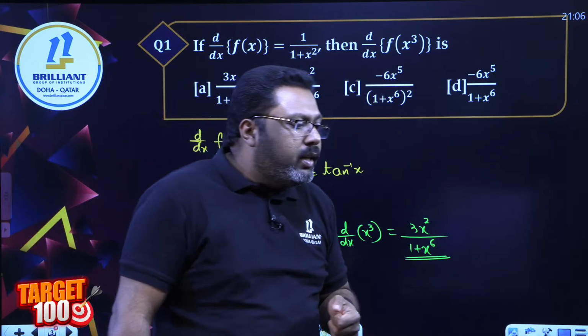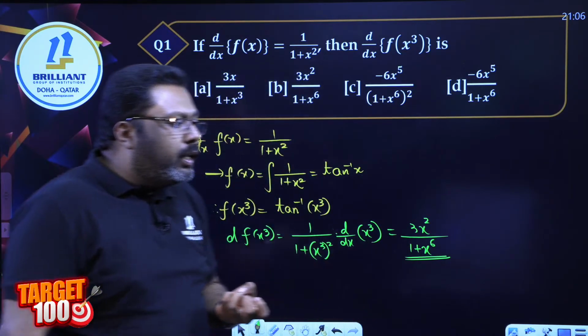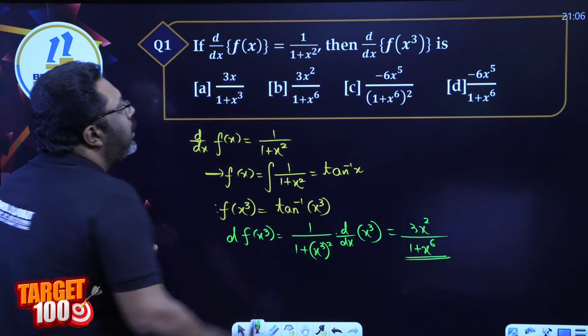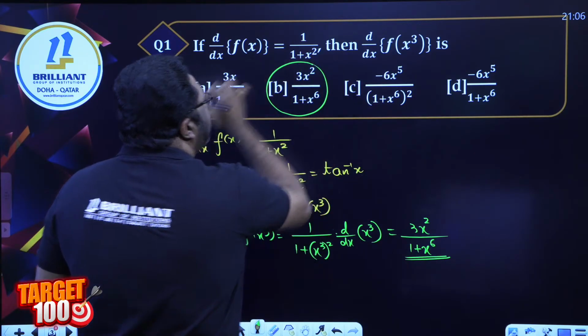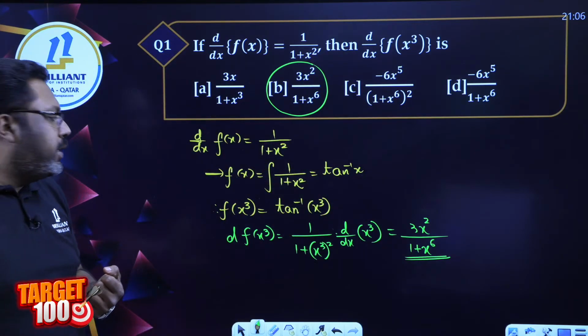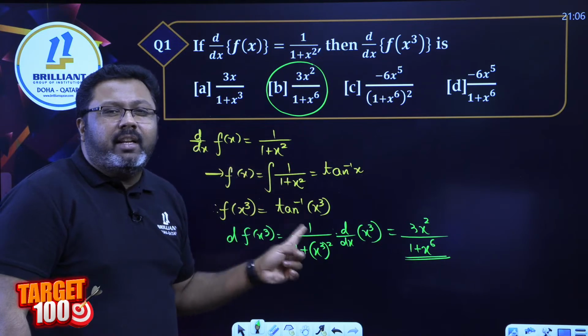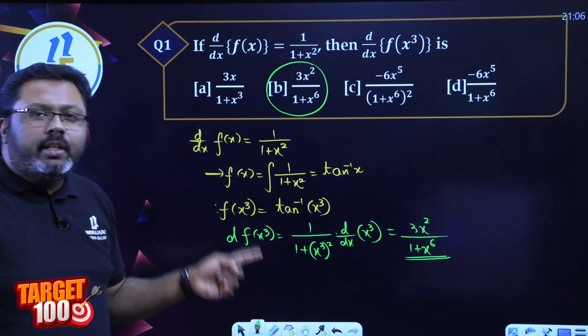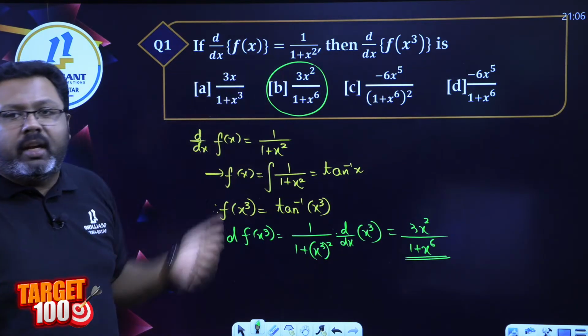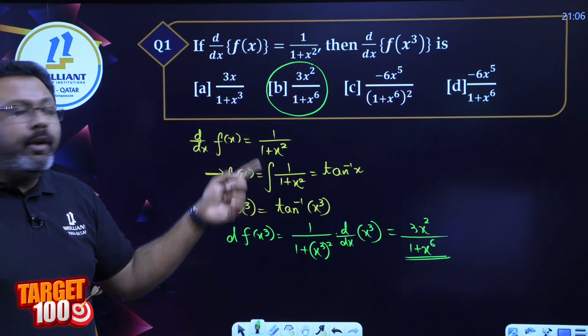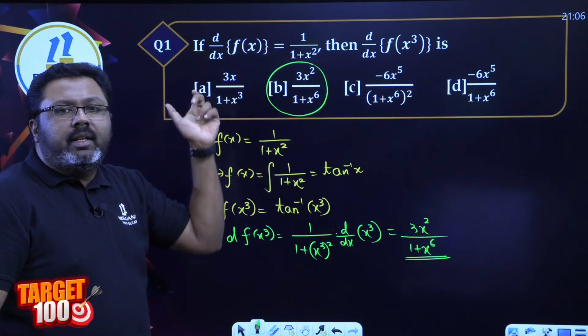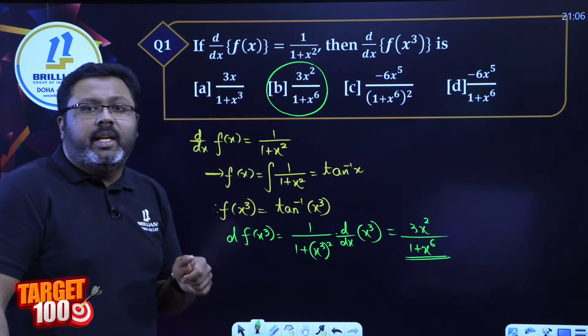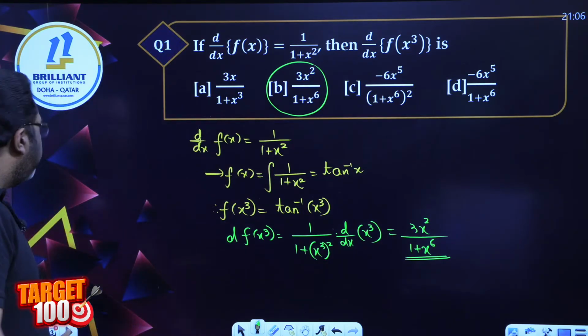Yes, right answers started coming already. Yes, Sana, Adil, Hafiz and Abin. We have option B, 3x squared by 1 plus x raised to 6. The idea of antiderivative, my dears. So you might feel the question is about derivative, but no. If you have a complicated question about derivative, just invert it, and you will get antiderivative, which is integral.